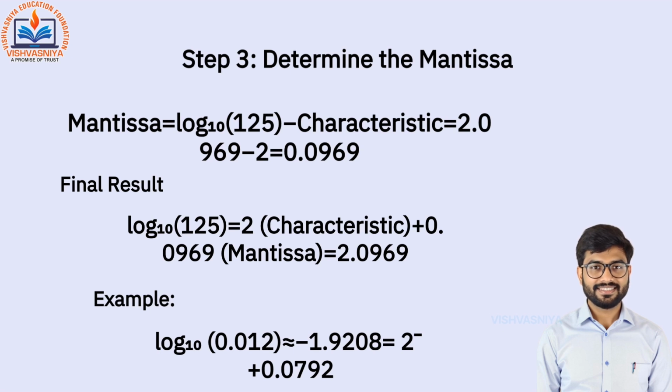Determine the mantissa. The mantissa is the decimal part of the logarithm. From the calculation, mantissa equals log base 10 of 125 minus characteristic, which is 2.0969 minus 2, equal to 0.0969. Final result: log base 10 of 125 equals characteristic plus mantissa, which is 2 plus 0.0969, equal to 2.0969.